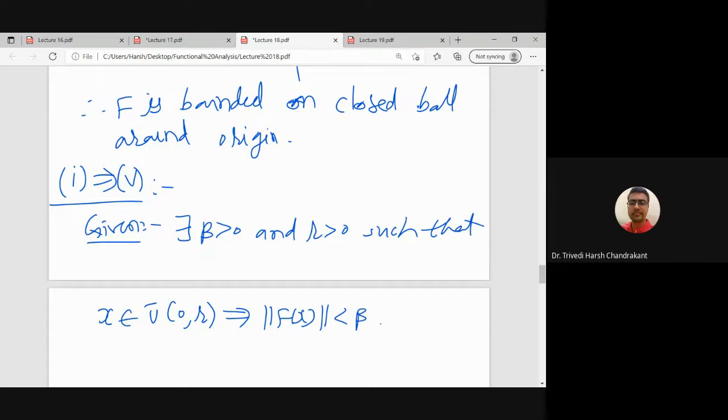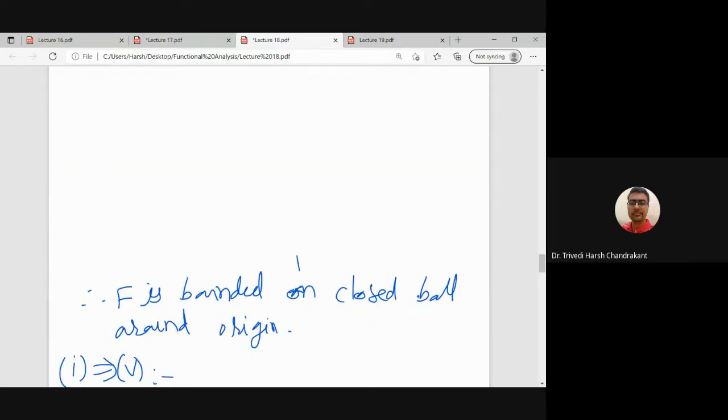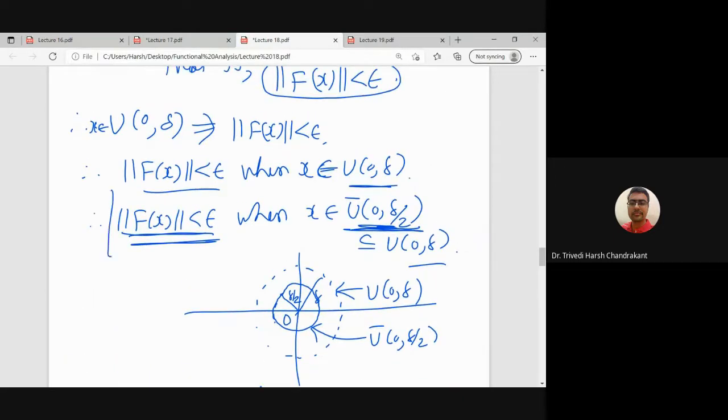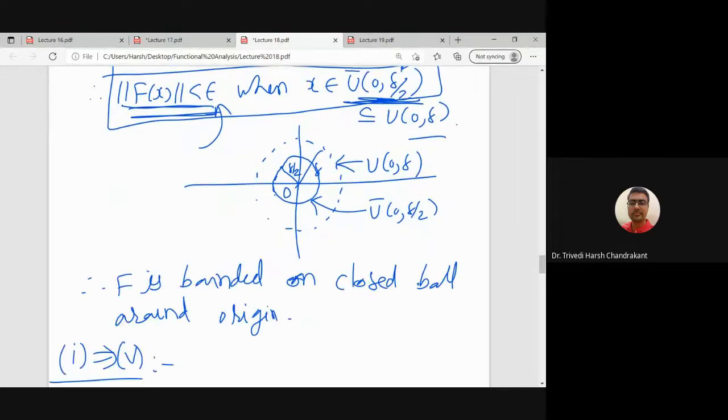Right? It doesn't matter, we take less than or less than equals to. So that is exactly this condition we have taken. So here r is delta by 2 and beta is epsilon. So that delta and epsilon are coming from the continuity definition.